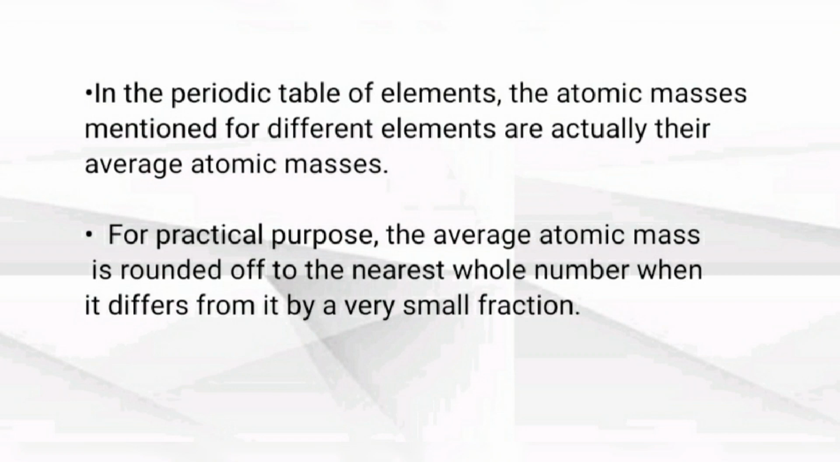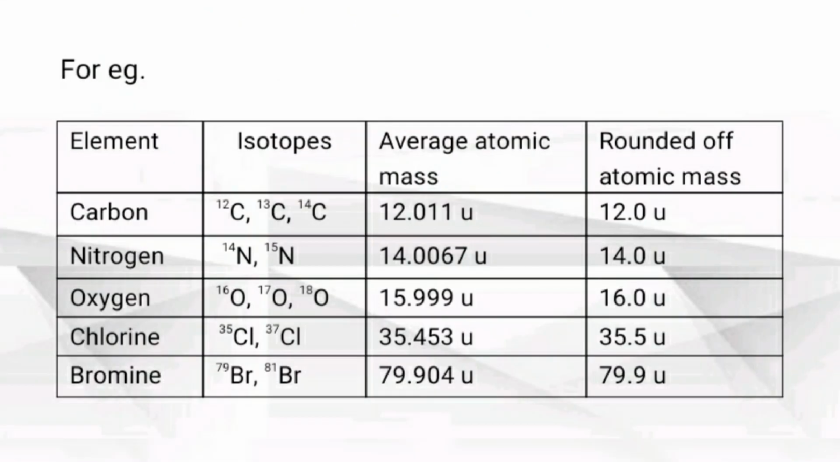Second point, for practical purposes, the average atomic mass is rounded off to the nearest whole number when it differs from it by a very small fraction. Here a table is given. Many elements with their isotopes are given, along with their average atomic mass and rounded off atomic mass. See, the first example is carbon.